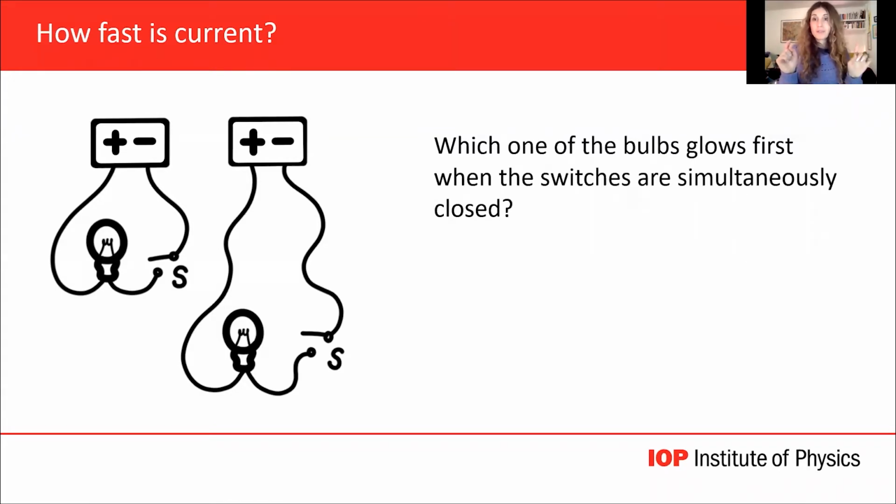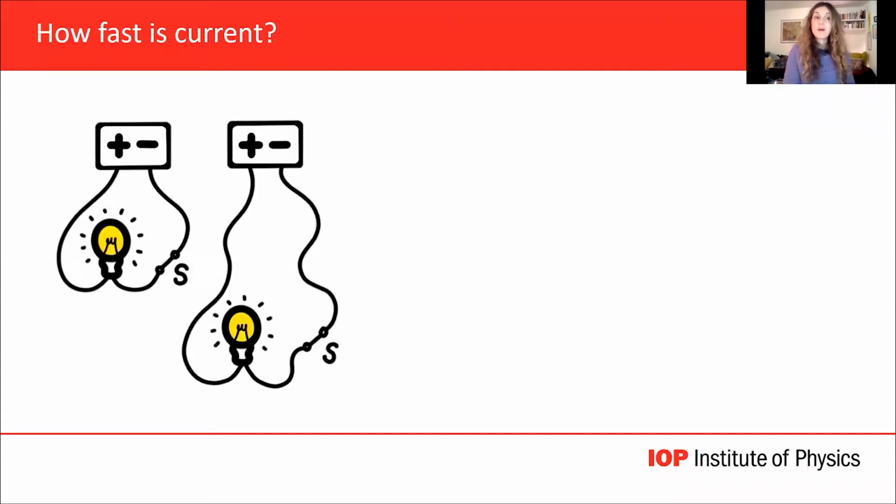So then you can either turn the switches on yourself or you could get a volunteer to come and do so, and when that is done, what everyone will observe is that actually the bulbs glow exactly at the same time, or instantaneously. So a really good follow-up question to this is, how fast is the current?